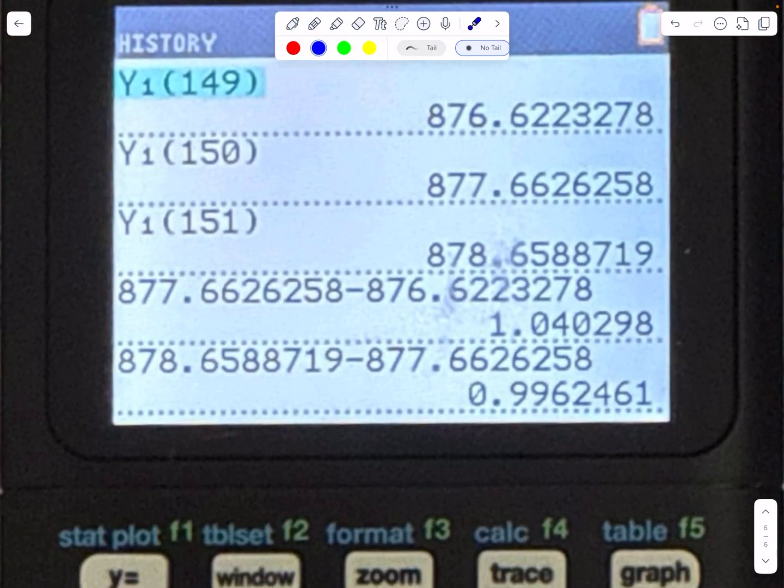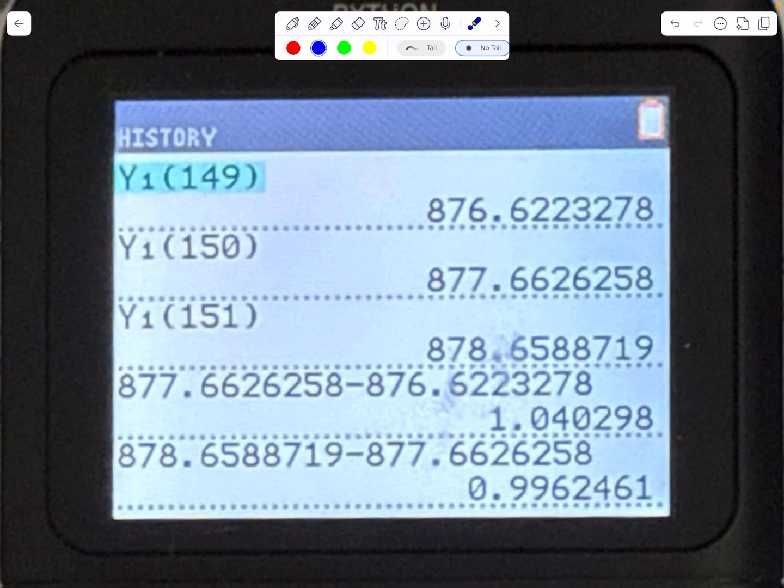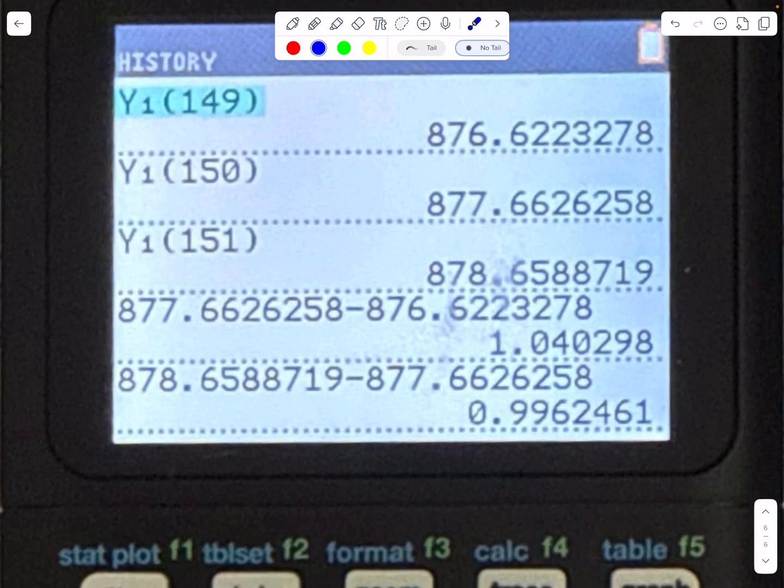So what we do is use the arrows to highlight this right here, then press enter, then subtract, highlight this one and enter. The difference between these two is this amount. This is what we call the consecutive difference. Now let's look at the next consecutive difference. We highlight this, enter, minus, highlight this, enter, and this is the value. So what happened? The consecutive difference is actually decreasing. Before it was this amount, and now it is this amount.